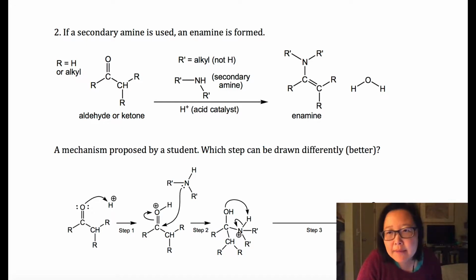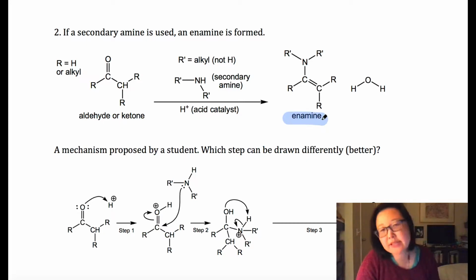Now the functional group here is called an enamine. So not just an imine, but an enamine. What's an enamine? It's an ene, or a double bond, with an amine attached. So it doesn't have the pi bond here, it has it here instead. Now, how does that happen? I hope you're wondering that, because you're going to find out in just a moment.